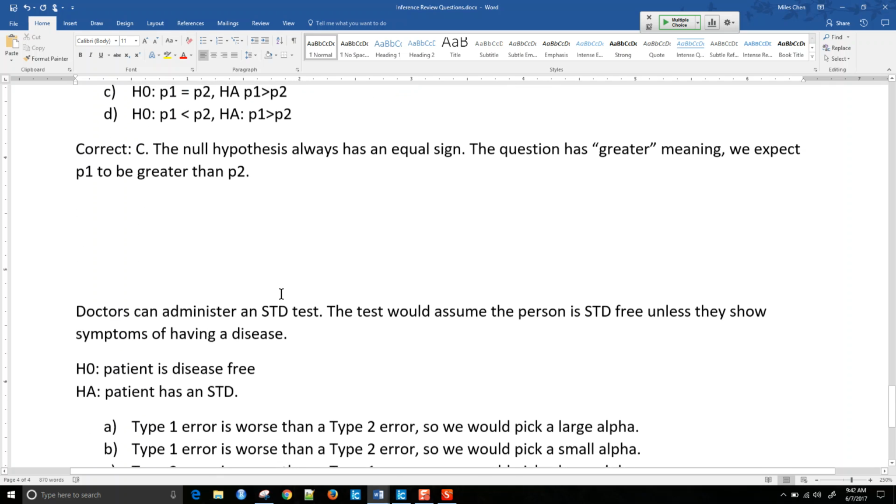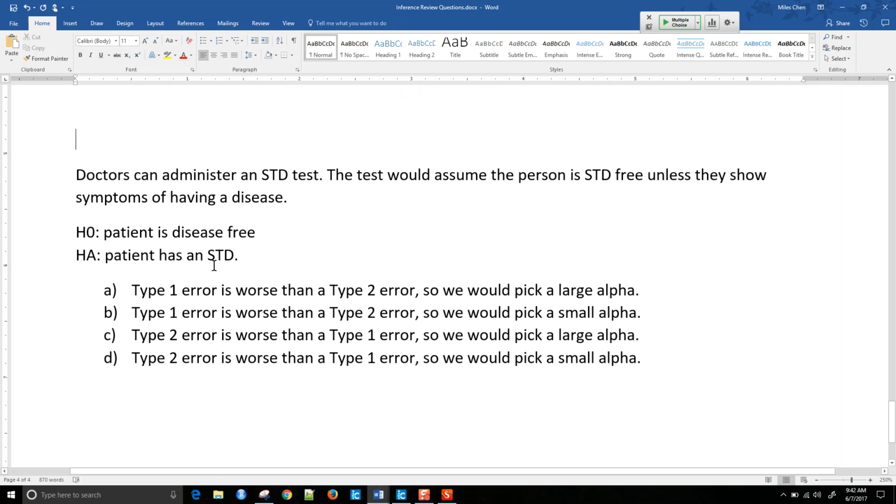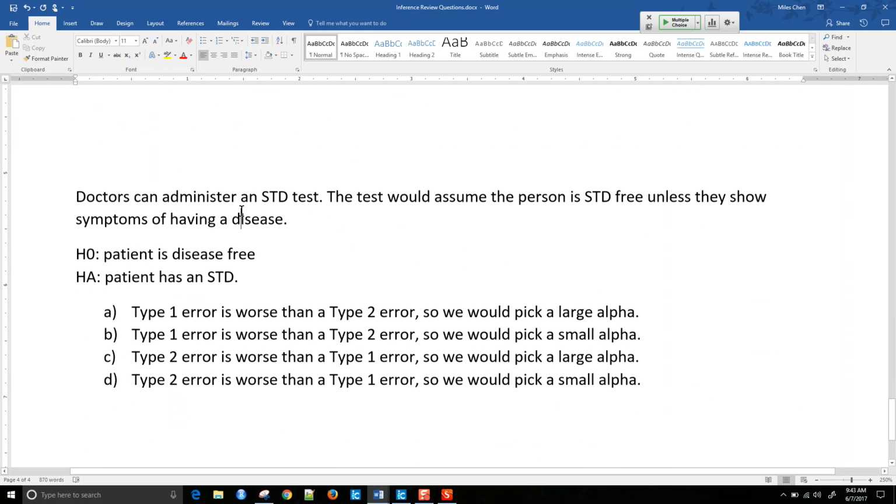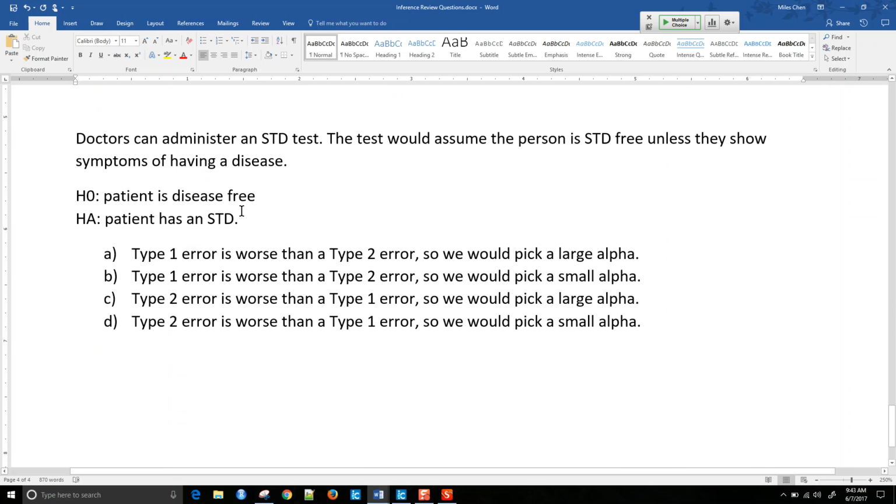Okay, here's a question on type 1 or type 2 error. I guess we'll run a clicker question here. It says doctors can administer an STD test. The test would assume that the person is STD free unless they show symptoms of having a disease. The null hypothesis will be the patient is disease free. The alternative is the patient has an STD. What do we want? Is type 1 or type 2 error worse? Do we pick a large alpha or small alpha?